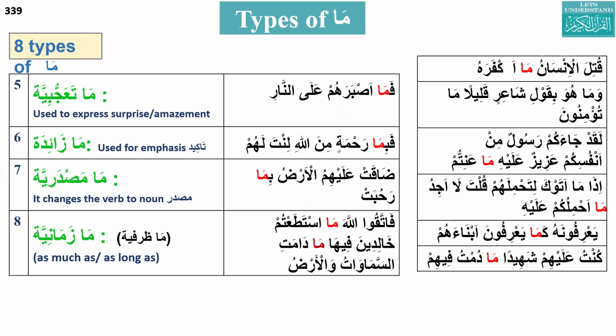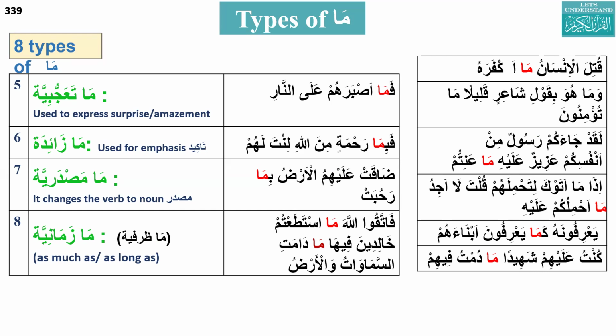Then we have ma masdariya. It changes the verb to noun. It just interprets the verb into a noun, that is masdar. And we can say it is masdar muawwal, just for interpretation, just for explanation. Temporarily it is changed to masdar for translation. Then we have seen ma zamaniya. It is used for time, as much as, as long as.